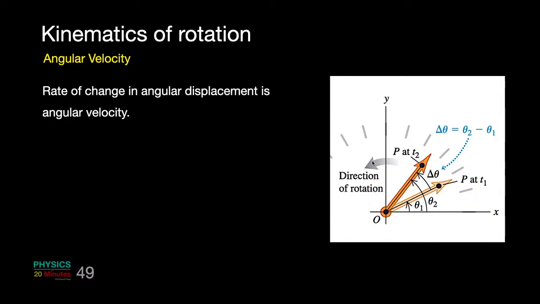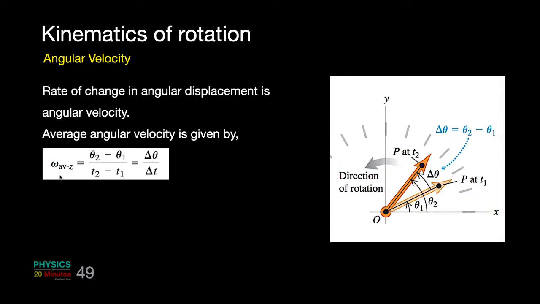Direction of rotation is taken anti-clockwise. So change in theta, delta theta, is theta 2 minus theta 1. Change in time is delta t. Therefore, I can define my angular velocity as omega average z equal to theta 2 minus theta 1 upon t2 minus t1. Theta 2 minus theta 1 is delta theta, t2 minus t1 is delta t. So this is called the average angular velocity.